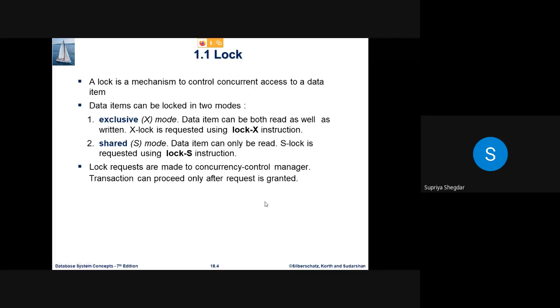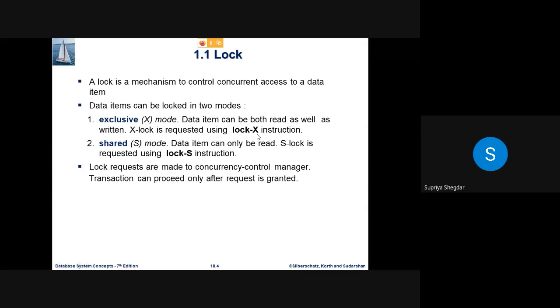So what does exclusive mean? If the transaction has acquired the exclusive mode lock on the data item, then that transaction can read or write the data item. Exclusive means the data item can be both read as well as written. That transaction can read the data item, and that transaction can also write the data item. This exclusive mode lock is requested using the lock-X instruction. If the transaction wants to lock the data item using the exclusive mode, then this particular instruction must be executed, that is lock-X.